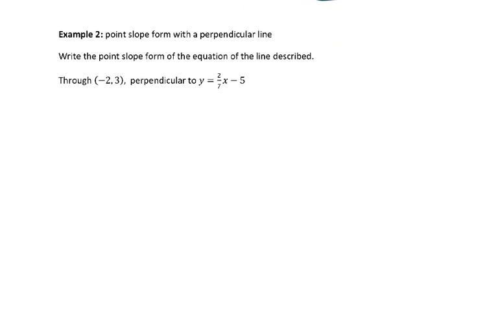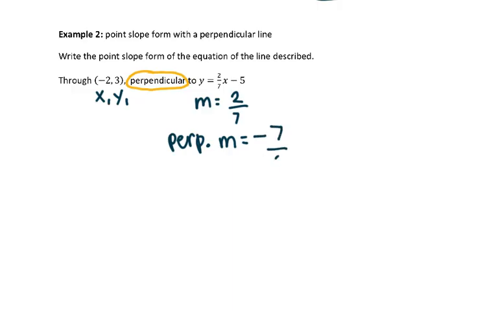Now let's look at a second one. This says, write the point slope form of the equation for the line described below. So we have that it goes through the point x1, y1, which is negative 2 comma 3. But it's perpendicular to the equation y equals 2 over 7x minus 5. So right now, our slope is 2 over 7. I need the perpendicular slope. I'm just going to write perp instead of perpendicular. So the perpendicular m means opposite reciprocal. Well, the opposite of positive is negative, and reciprocal is flip your fraction.